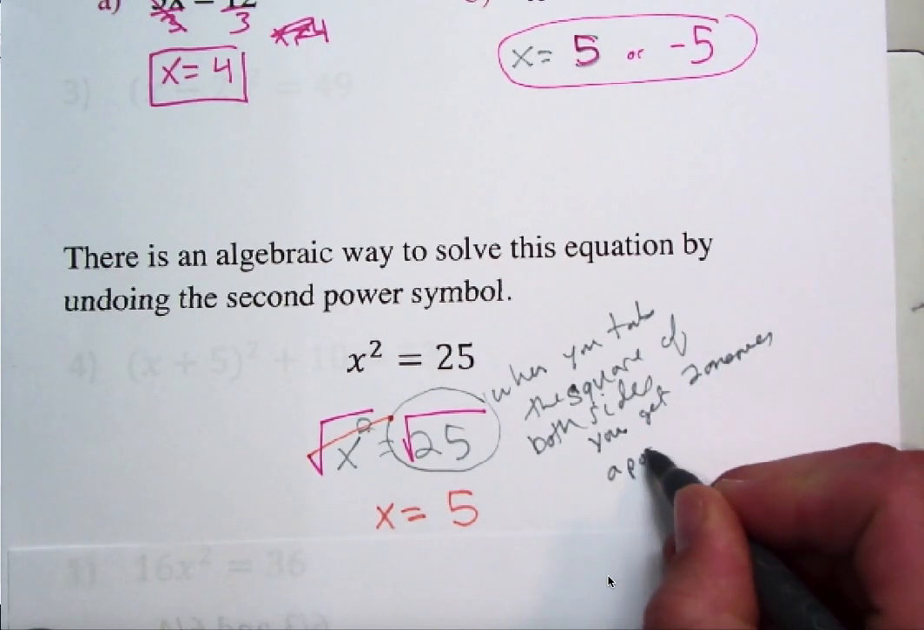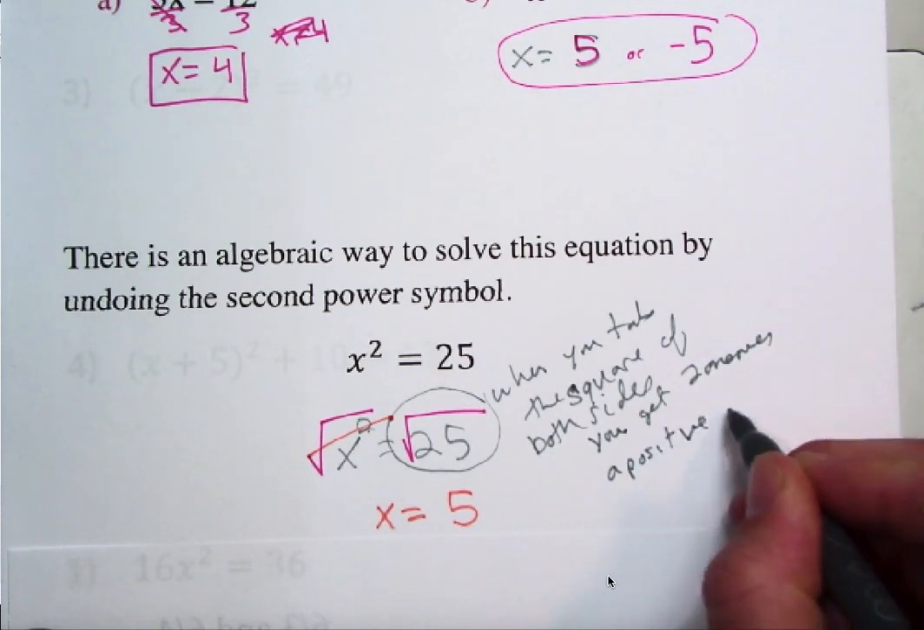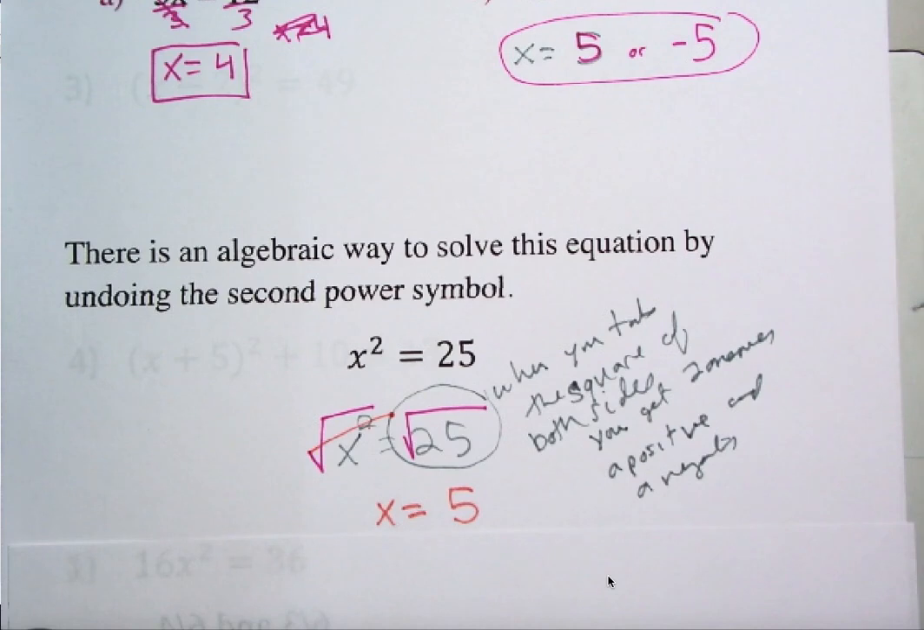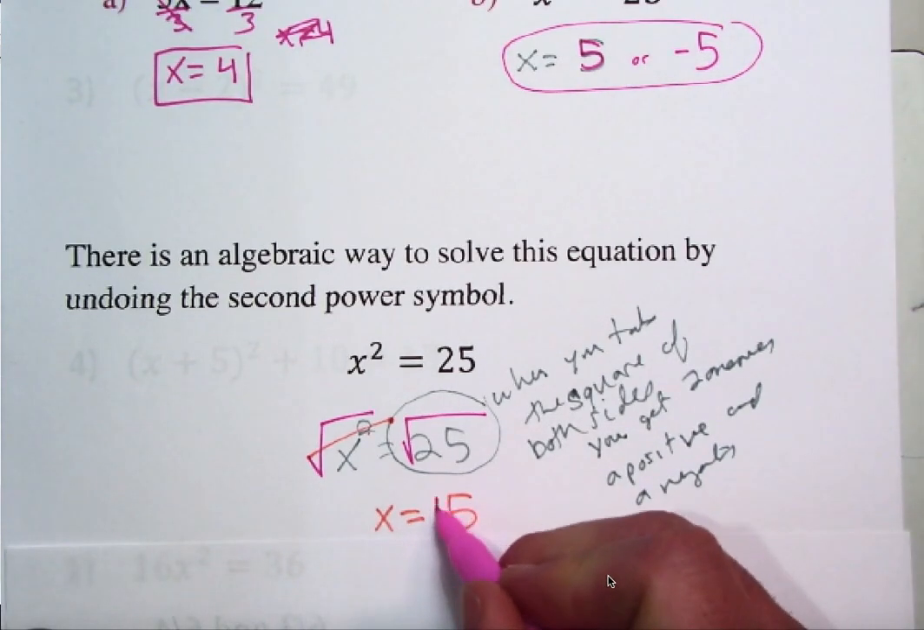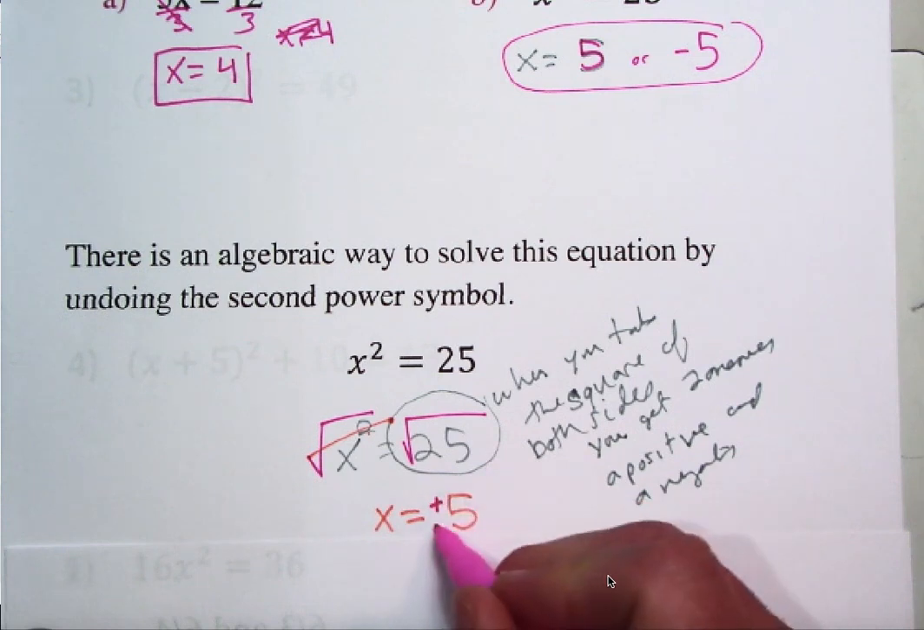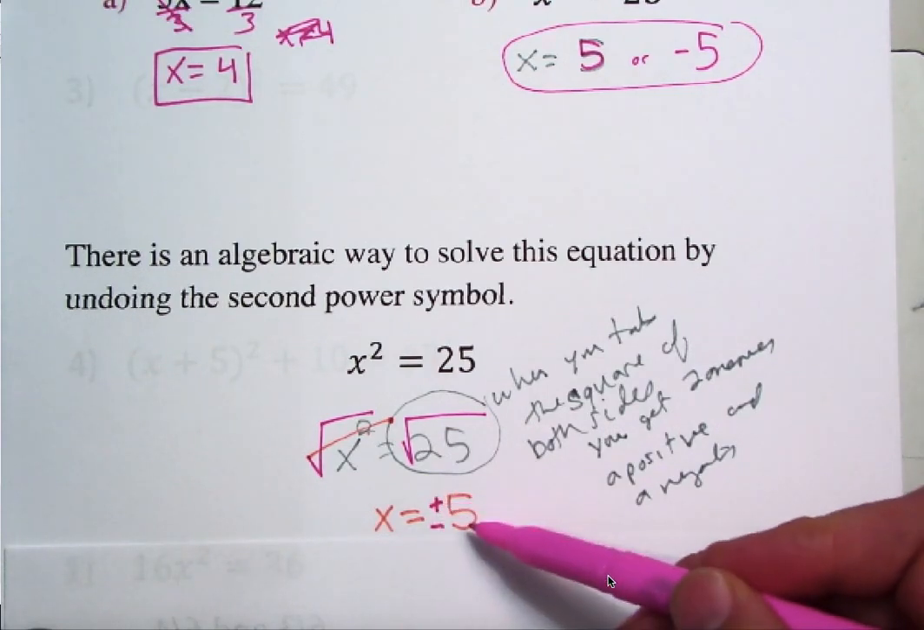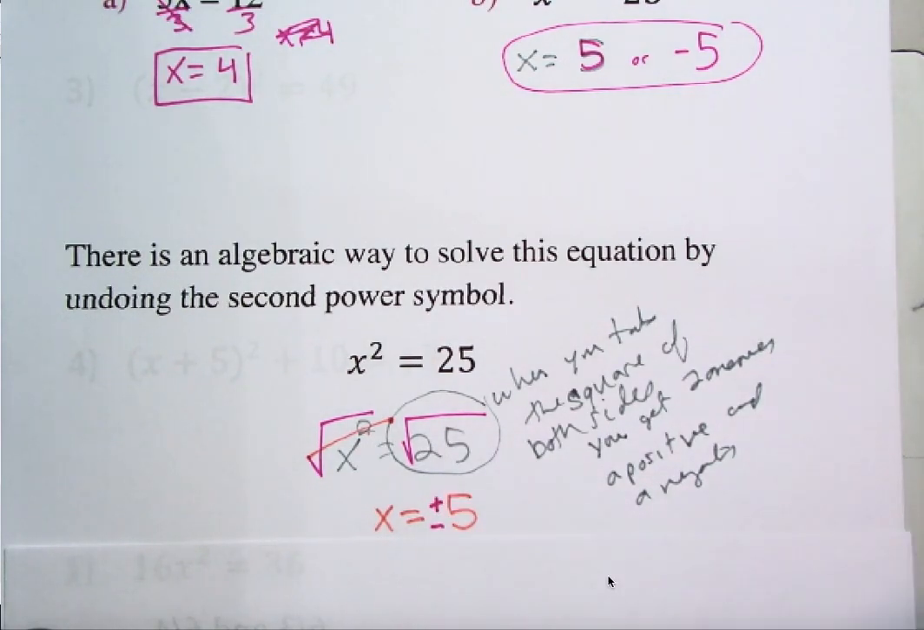A positive and a negative. So we actually don't have, the answer is 5, but we notice that it's positive and negative 5. So this is like a new symbol as well. If you want to say both positive and negative 5, you can use plus minus. Okay.